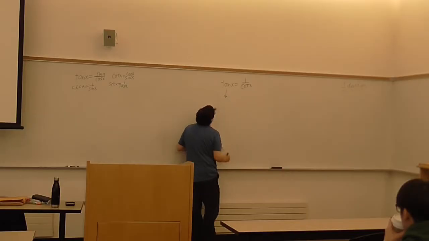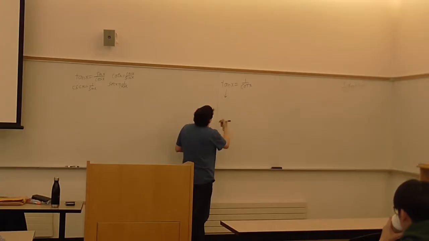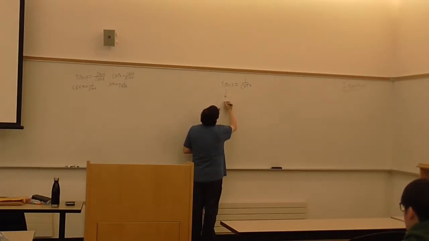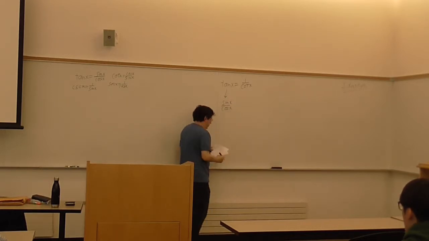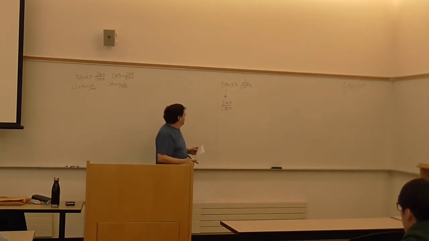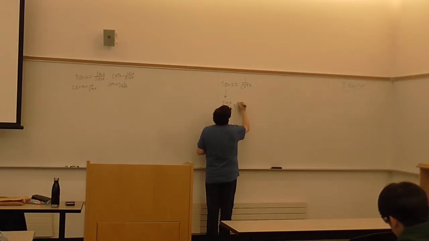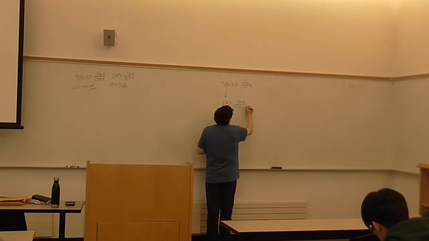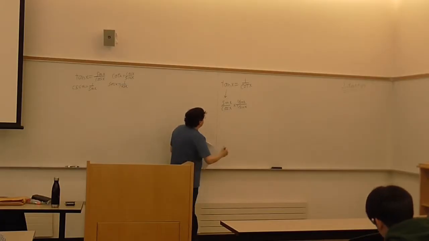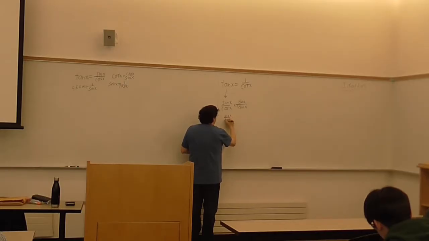So we're going to start on the left side, and using our identity on the left, we're going to change tangent of x to sine of x over cosine of x. And then I'm going to multiply this expression by a form of 1. That is 1 over the sine of x over 1 over sine of x. On the top, I'm going to get sine of x over sine of x, and on the bottom, I'm going to get cosine of x over sine of x.